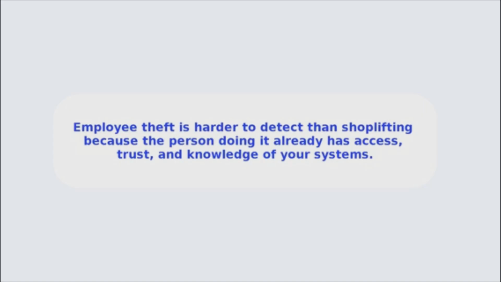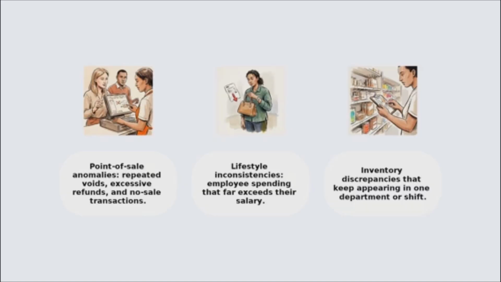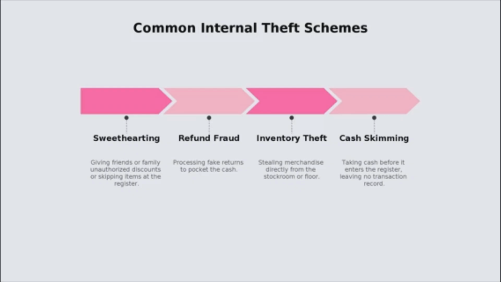Internal theft leaves traces if you know where to look. Point-of-sale anomalies are a clear signal. Repeated voids, excessive refunds, and frequent no-sale transactions on the same register or employee, those demand a second look. Lifestyle inconsistencies are another red flag. An employee suddenly spending far beyond their salary? That's worth questioning. And inventory discrepancies that keep appearing in one department or shift? Don't dismiss them. Internal theft takes several specific forms.